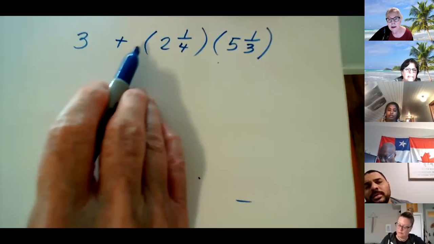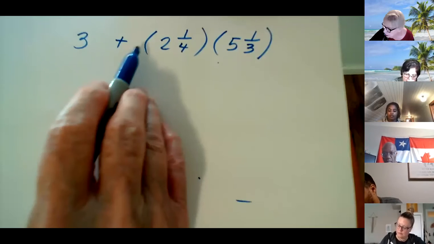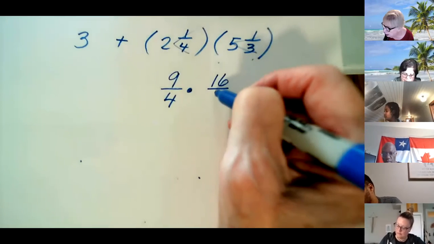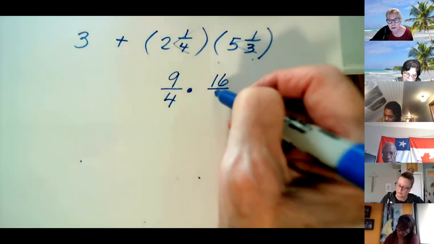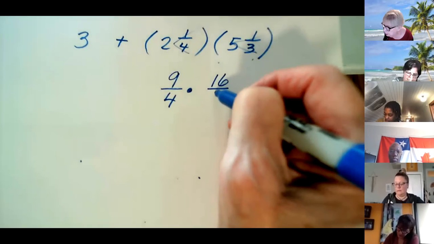This one here, 3 times 5 is 15 and 1 is 16. This is 16/3. I can reduce this really nicely. Can you see it? I can reduce the 3 with the 9. So 3 goes into 3 once and into 9 3 times. How about the 4 and the 16? 4 goes into 4 once and into 16 4 times.